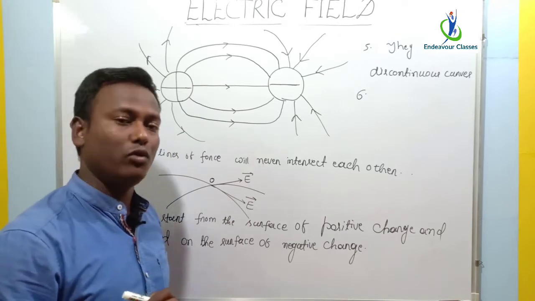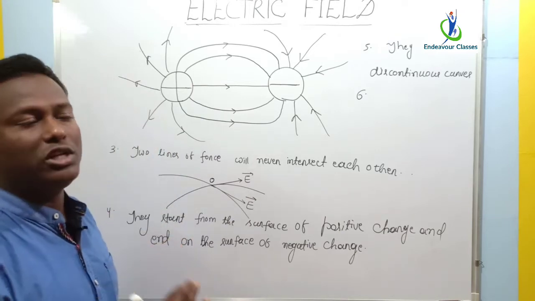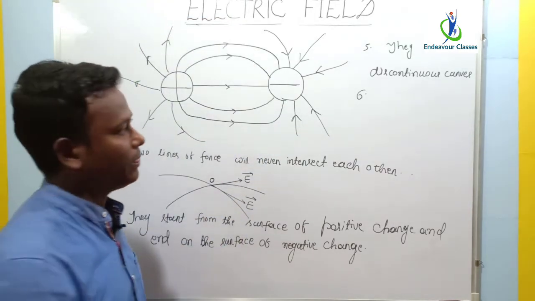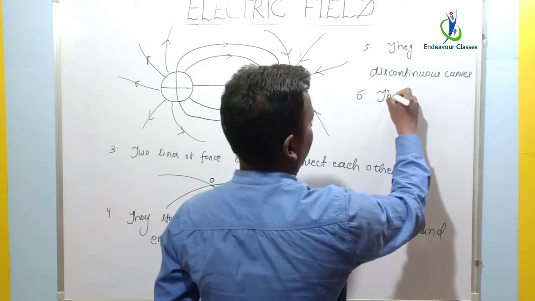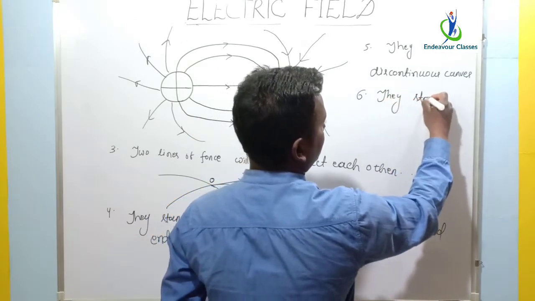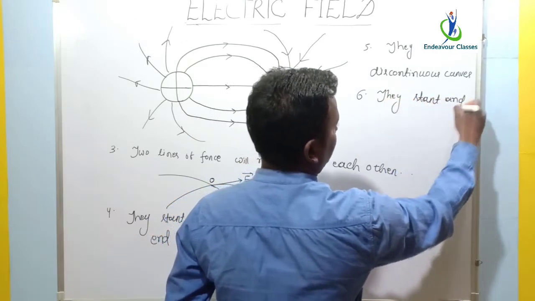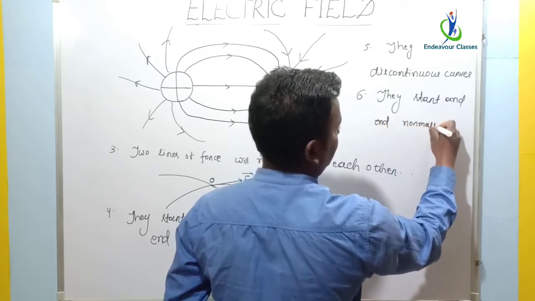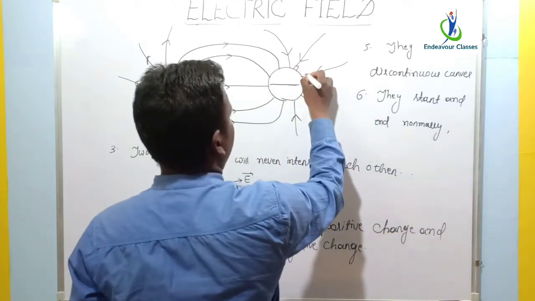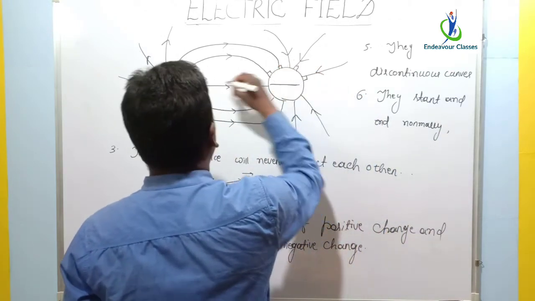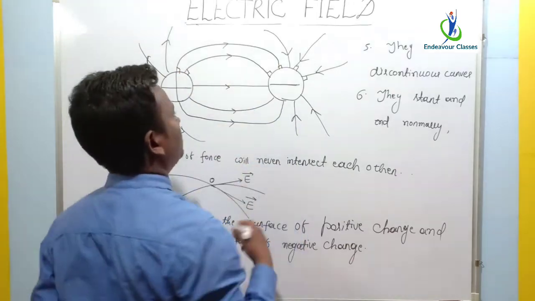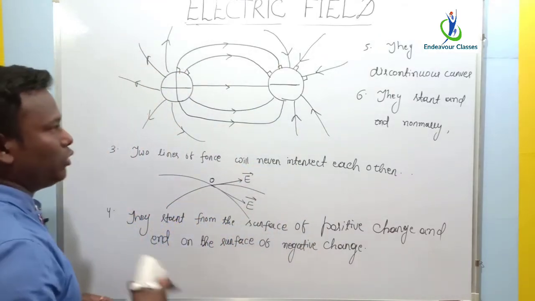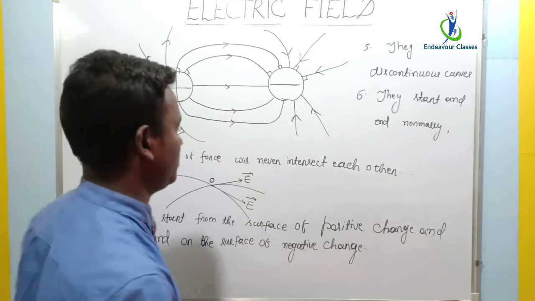So the lines of force are always perpendicular to the surface from which they are emerging or the surface on which they are ending. So they start and end normally. So here each angle must be perpendicular, must be 90 degrees. So the electric lines of force are always perpendicular to the charged body or always perpendicular to the surface of the conductors.